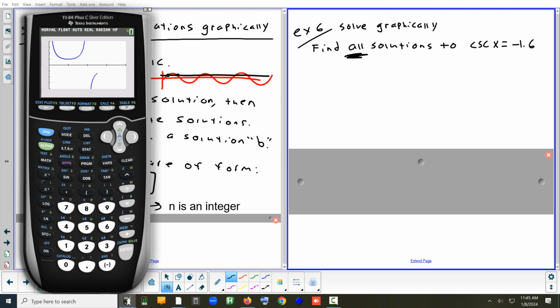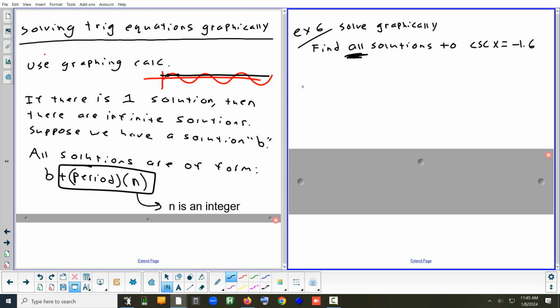So how many answers are we going to get per cycle? 2. So second, calc, intersect. Okay, so our first answer, these are just rounded, 3.82. The second one is 5.61.